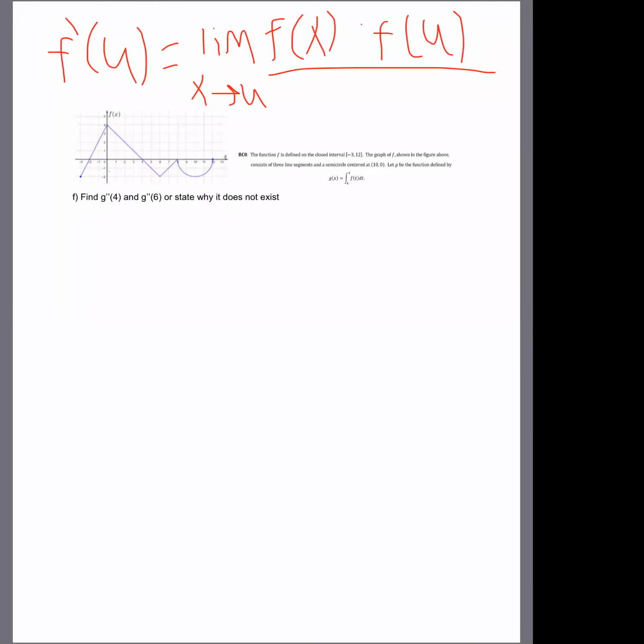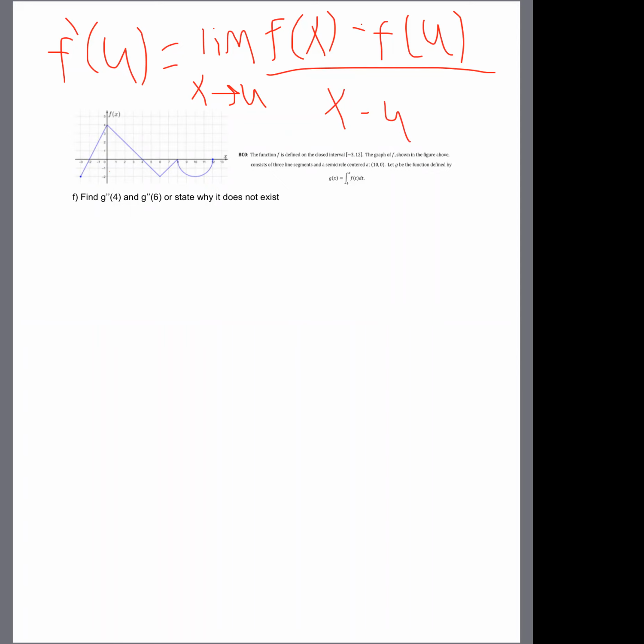This goes back to one of the first few lessons that we did in the year, and it's just the definition of a derivative. If you remember, the definition of a derivative is the limit as x approaches a certain number, let's call it u. So the definition of the derivative would just be f of x minus f of u over x minus u. And since limits are fairly easy to find, I think that's the best way to do it.